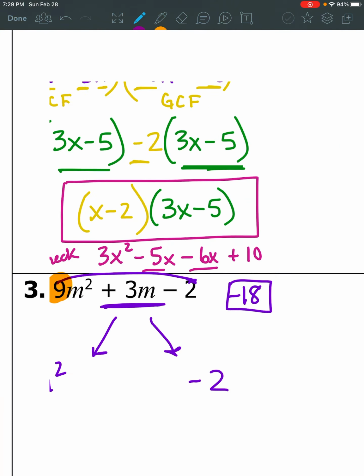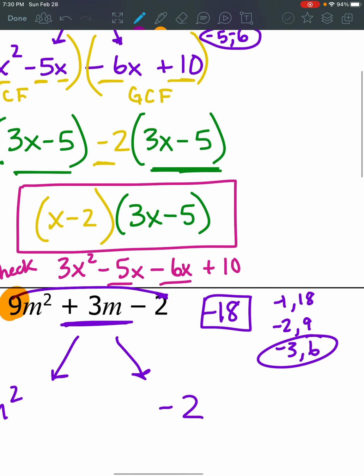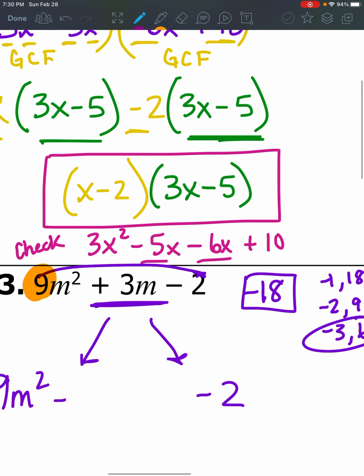So we have 1, negative 1, and 18. We have 2, negative 2, and 9. Negative 3 and 6. There we go. They add to positive 3. So one of them is going to be minus 3m. The other one's going to be positive 6m. Those combine to positive 3m and multiply to negative 18. Now, you can write either one of those first. It really doesn't matter. You're going to get the same answer in the end.